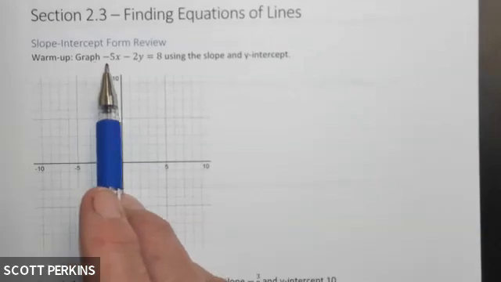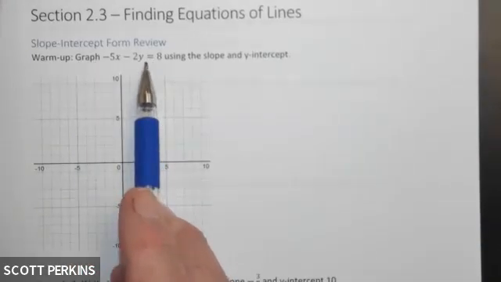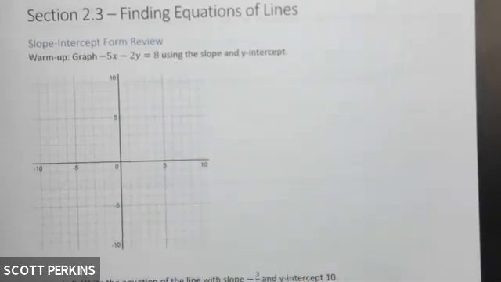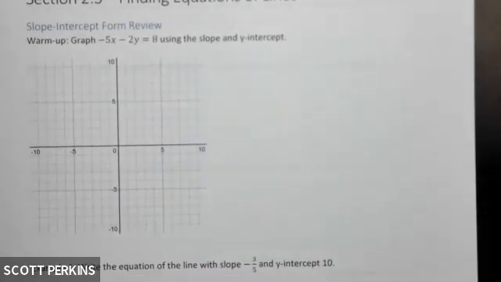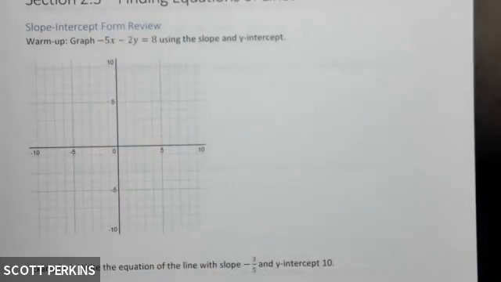So I want you to do your best to remember that, and we're going to start out with this warm-up problem. I would like you to graph negative 5x minus 2y equals 8, and I would like you to do that using the slope and the y-intercept. So the first thing you have to do is recall how to find that from this equation. I'm going to give you a couple minutes to do that.